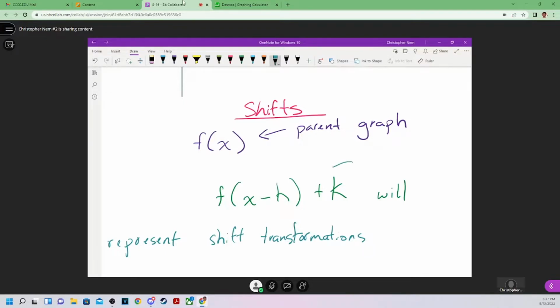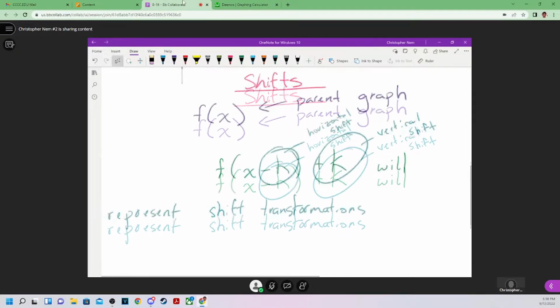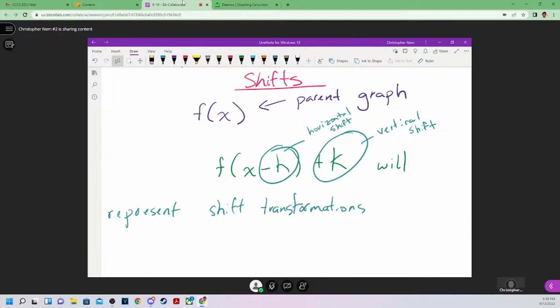In particular, your k is going to be your vertical transformation, vertical shift. The minus h will represent your horizontal shift. That's how they will play a role for our function in particular. So this means you need to understand what it means to have a function, inputs and outputs. If I have an operation, an addition or subtraction operation inside my function, I will have a horizontal shift. If it is outside my function, it'll be a vertical shift.